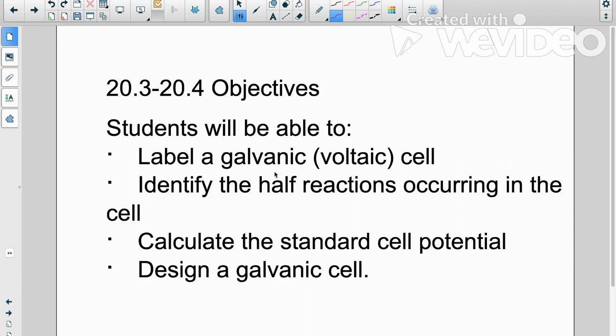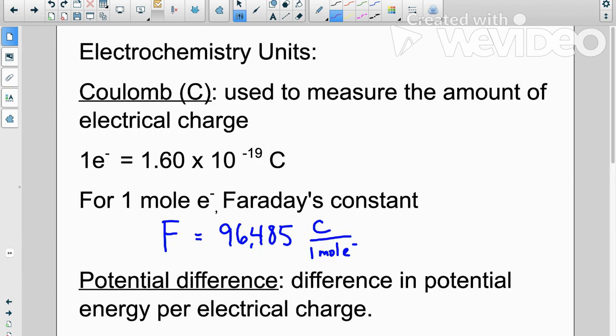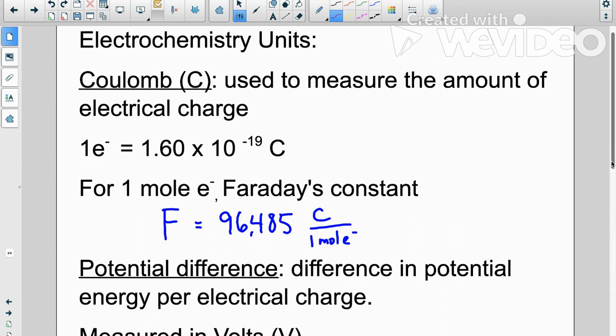So our objectives are to label a voltaic cell, also known as a galvanic cell, to identify the half reactions in the cell, to calculate the standard cell potential, and to design a galvanic cell given a list of half reactions. So the first thing we have to understand is that we have some important units that are used in electrochemistry.